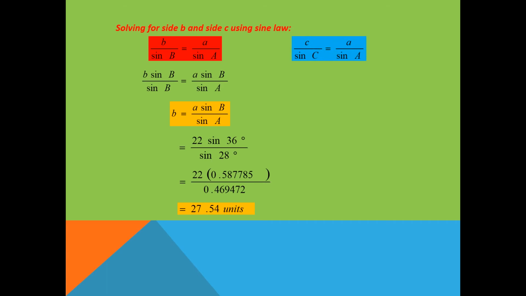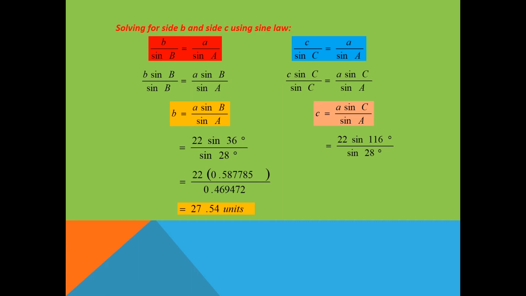Solving for C, C over sine C is equal to A over sine A. Multiplying both sides of the equation by sine C, C sine C over sine C is equal to A sine C over sine A. Cancel sine C over sine C on the left-hand side of the equation. C is equal to A multiplied by sine C over sine A. Substitute the values of side A, angle C, and angle A. C is equal to 22 units multiplied by sine 116 degrees over sine 28 degrees.